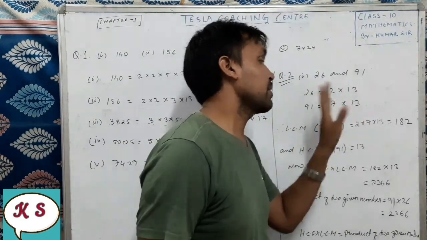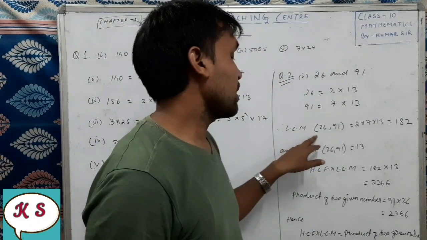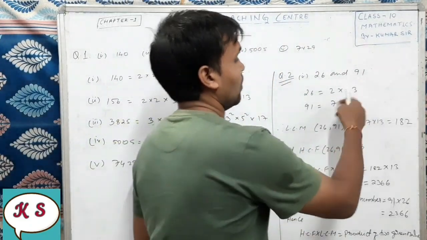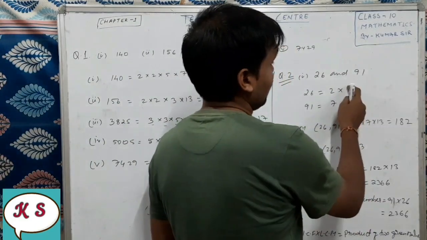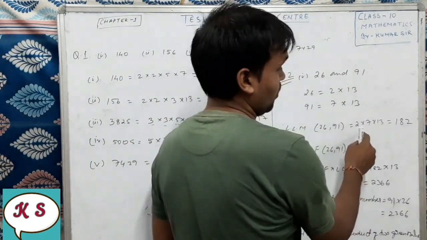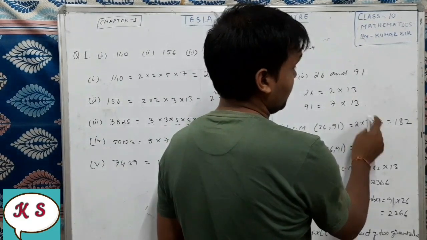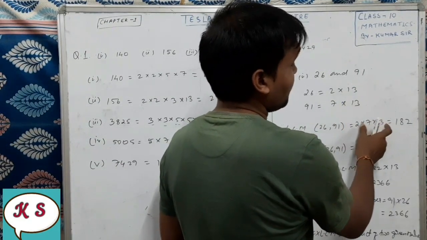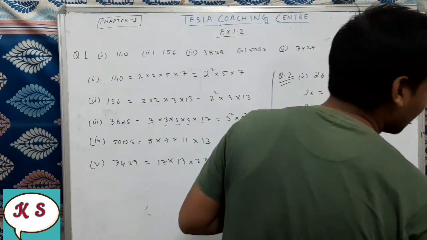91 it will come 7 into 13. So LCM of 26 and 91. So LCM means what? Product of all. So here 2 into 7, and this 13 is in both, so only one 13 we will be taking. 2 into 7 into, here only one 13 we will take because it is common in both. So 13. If you multiply, you will get 182.